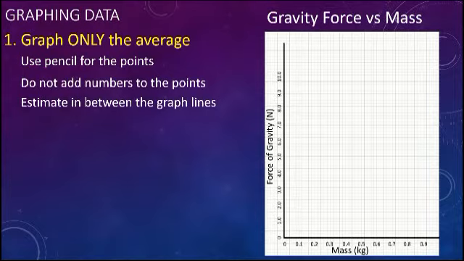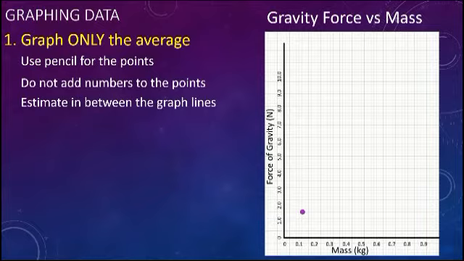Okay. And one thing that you do in math is you typically add numbers to the points. We don't do that in science. We have a data table. If we want to know exactly what that point is, we can go back and we can look at it. But we don't really want that on our graph. And then we're also going to estimate in between the graph lines. So if you need to, it might not be exactly on a line or on a point. You're going to need to estimate in between. And we aren't going to round this.